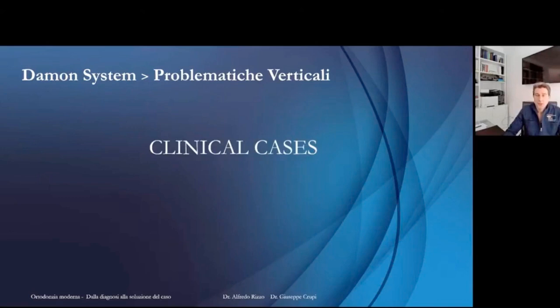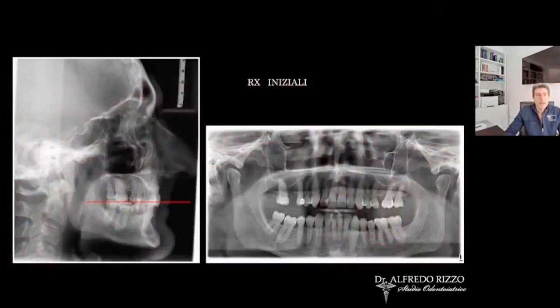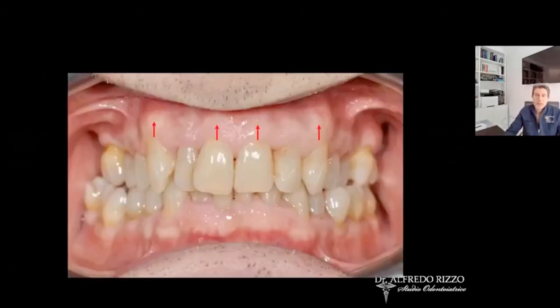Let's take a look at a few clinical cases. We see a patient with a deep overbite with various degrees of crowding with some teeth missing. We analyze the cephalometric X-ray where we see that the Spee curve is more pronounced in the lower jaw, but the reason for the deep bite is mainly coming from the upper.